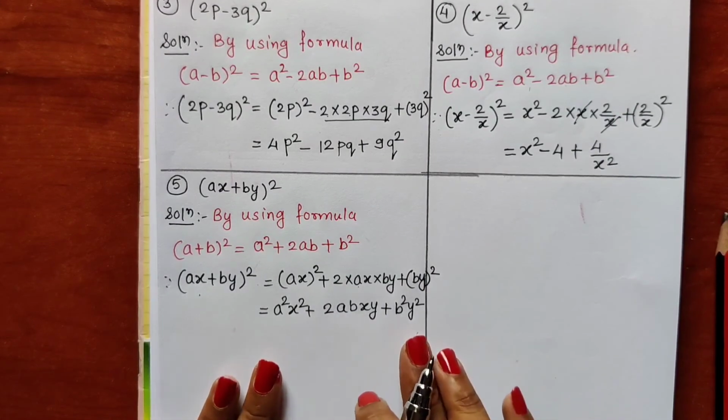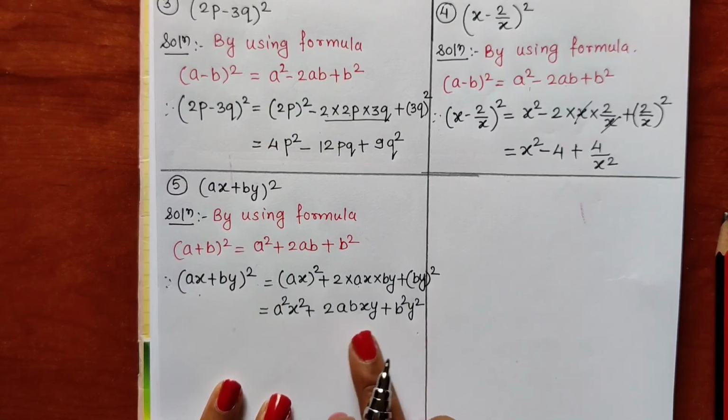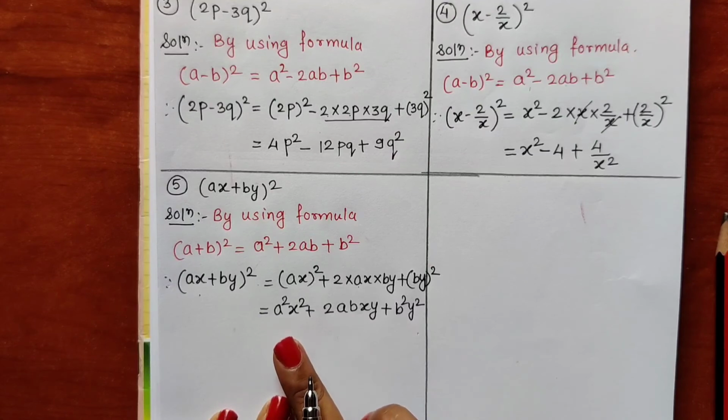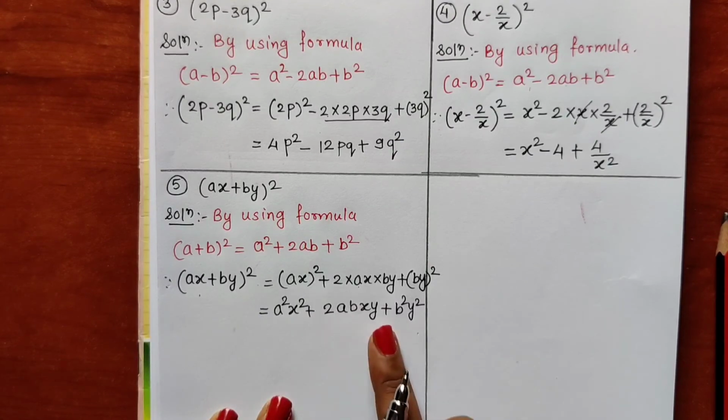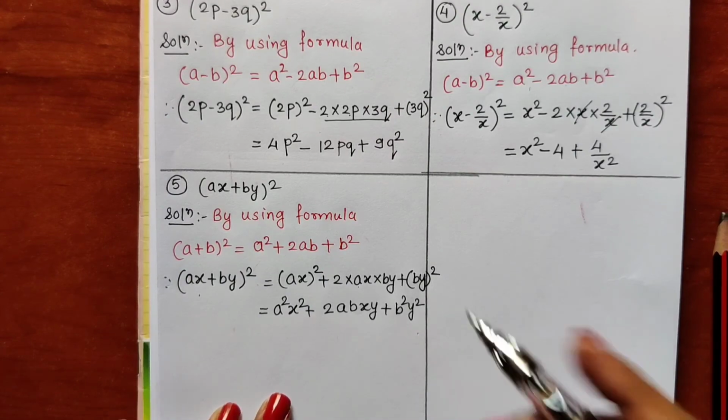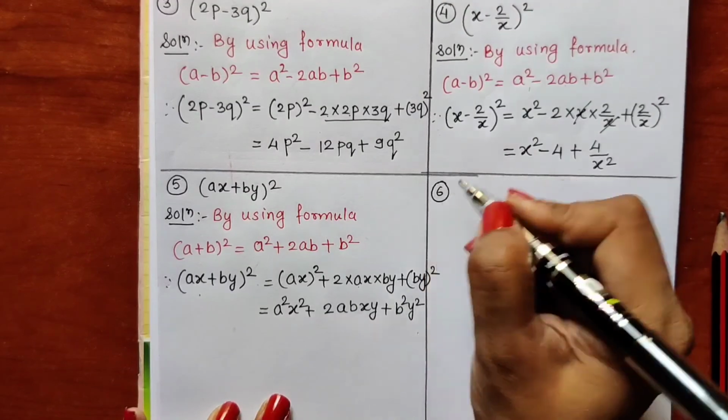All these are variables, so we cannot find their squares, also we cannot multiply them, so we have to write them as it is. So in this way we are getting the answer a square x square plus 2ab xy plus b square y square, and we cannot add them because all are different terms, they are not like terms. Now let us see the sixth sum.